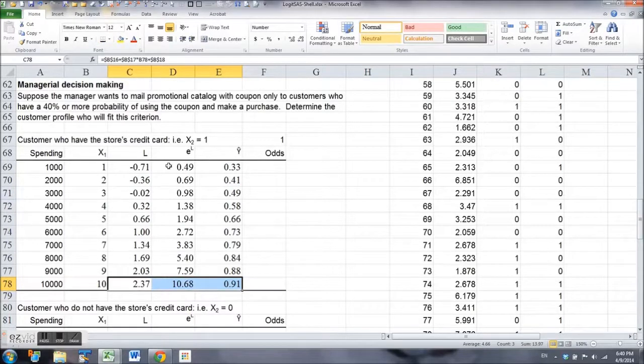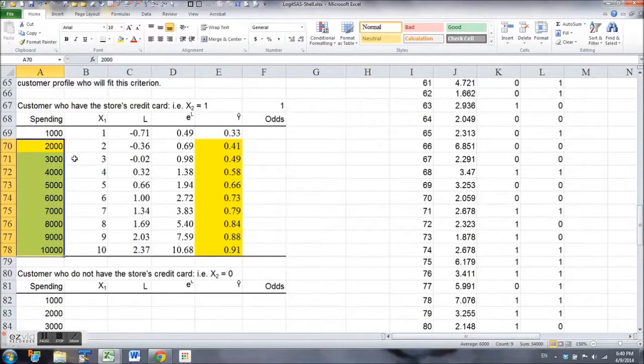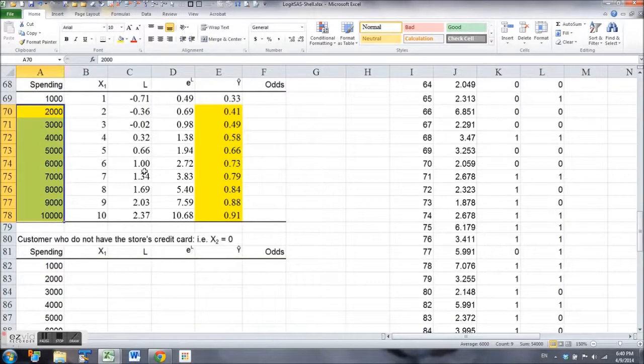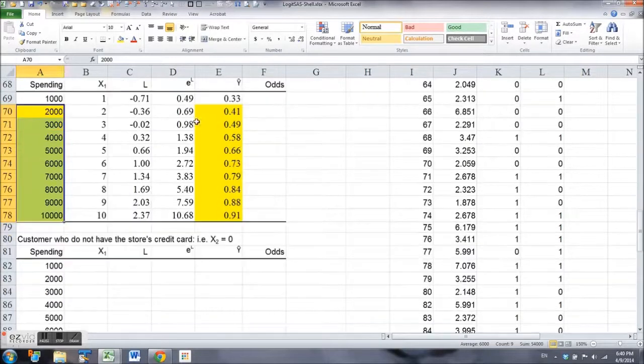Now among these customers who hold a credit card, here are the probabilities that exceed 40%. So that means all customers who spent at least $2,000 last year are potential customers with a probability of 40% of purchasing enough to use the coupon. So this is among the customers who hold a credit card.